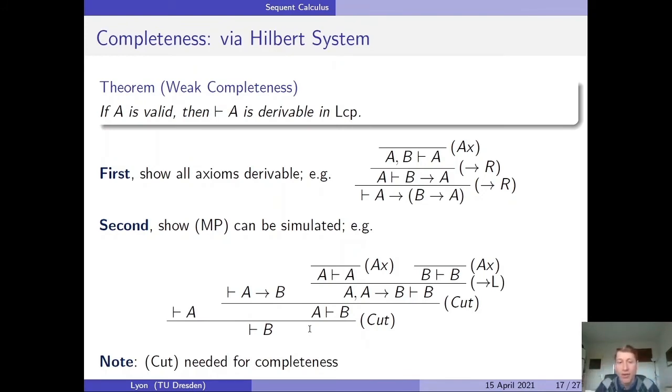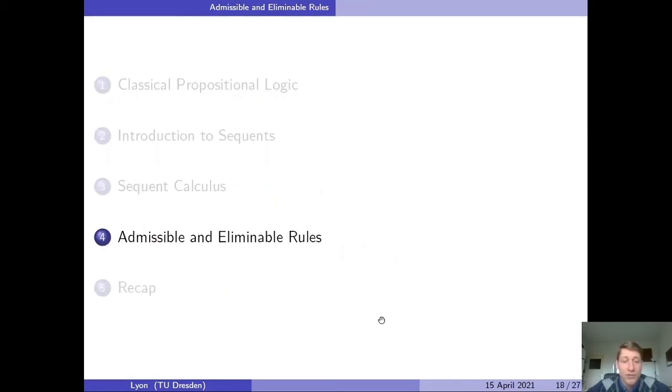We do not want to have rules such as this in our system, but it can be shown that the cut rule is redundant. In other words, anything derivable with it is derivable without it. So as I was saying earlier, this is why cut is useful, or temporarily useful. It helps you show that modus ponens can be simulated, and then after that you show its redundancy, and then you have completeness of your system without the cut rule. That's the typical method. Well, let's move on to different types of redundancy now, namely admissibility and eliminability.